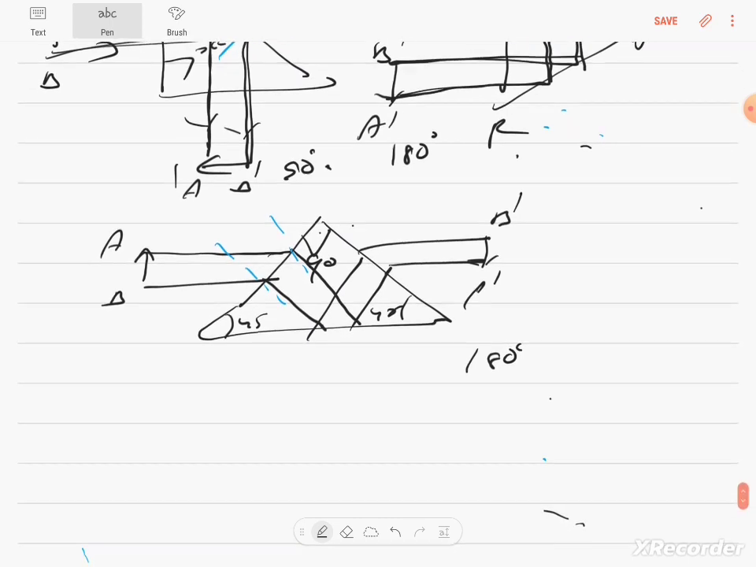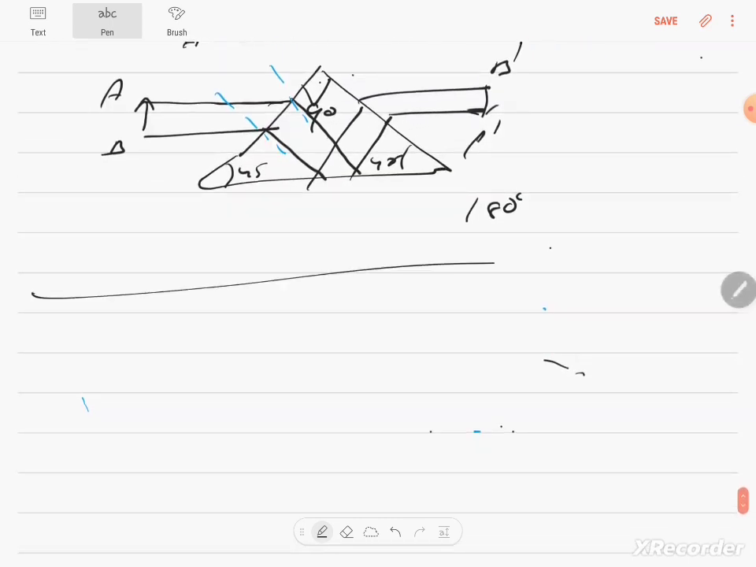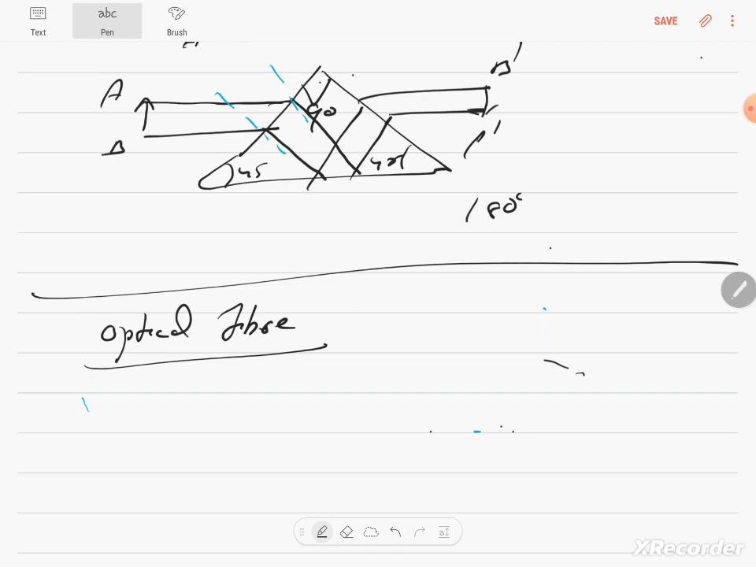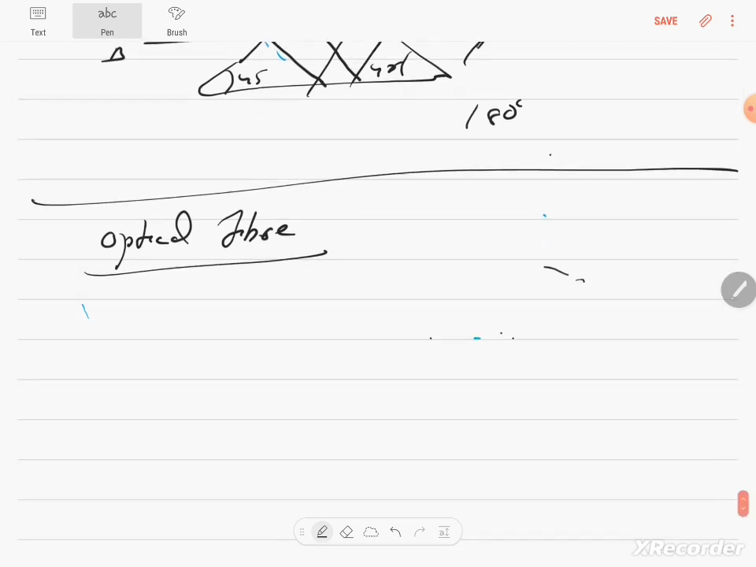Again, this is the next application. The other application is optical fiber. Optical fiber. Very, very important application. There is no paper without this optical fiber.